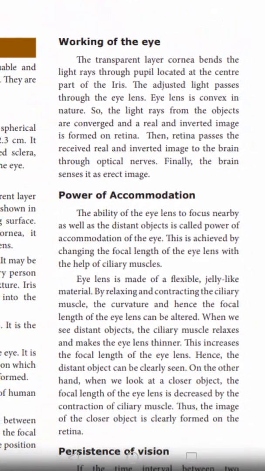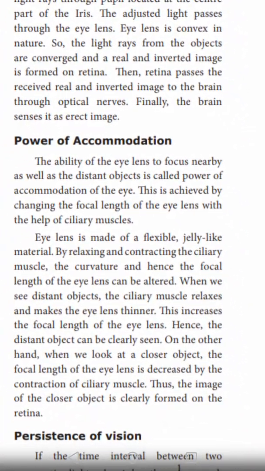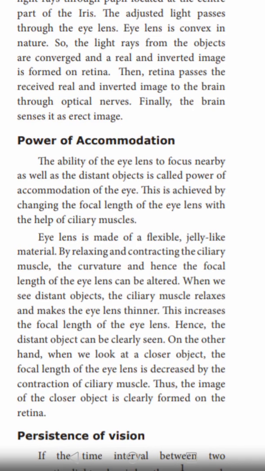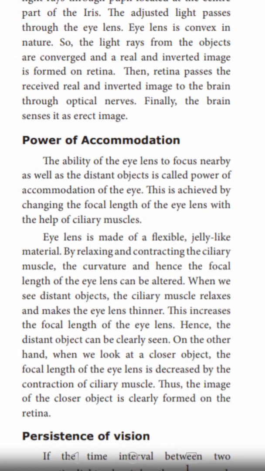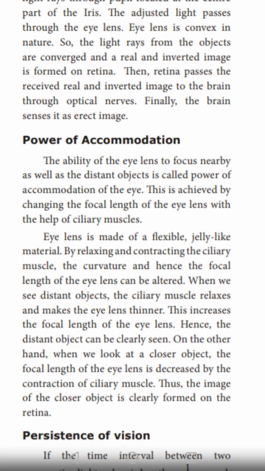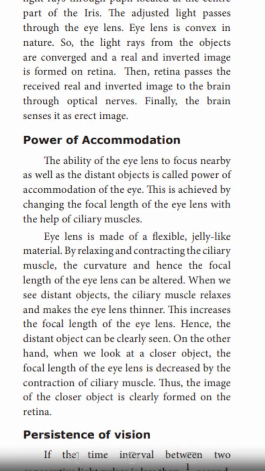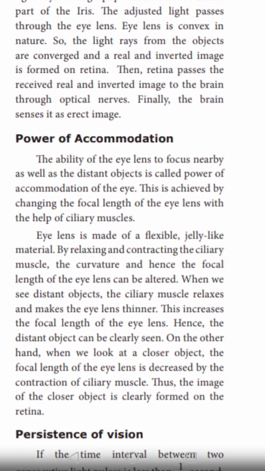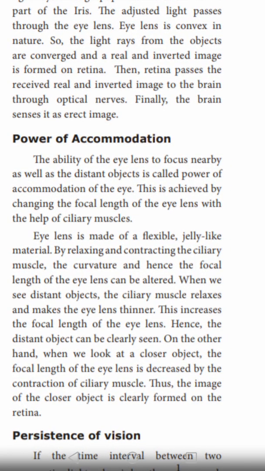Next is the power of accommodation. What is the power of accommodation? The ability of the lens to focus on near as well as distant objects is called the power of accommodation of the eye. This is achieved by changing the focal length of the eye lens with the help of the ciliary muscles.